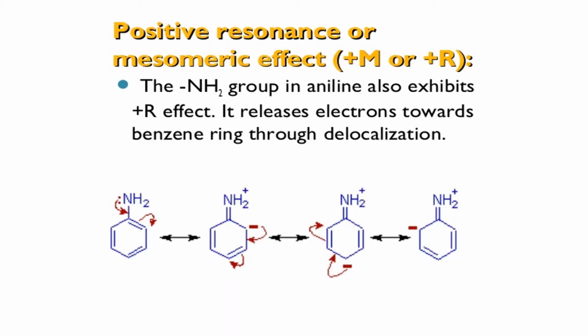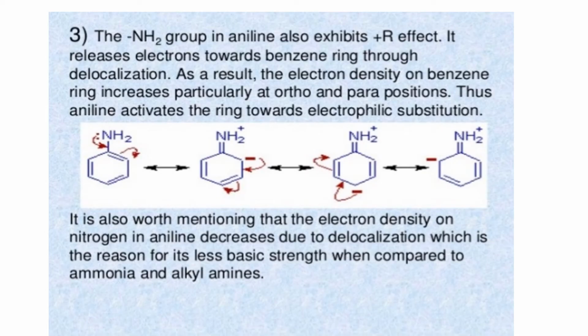An example for positive resonance effect is shown by aniline. The NH2 group in aniline exhibits plus R effect. It releases electrons towards the benzene ring through delocalization. As a result, the electron density on the benzene ring increases, particularly at ortho and para positions. Thus, aniline activates the ring towards electrophilic substitution.